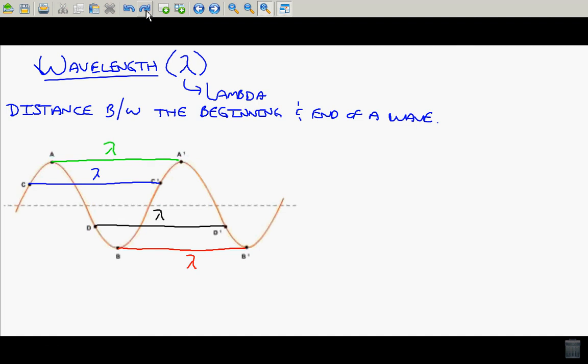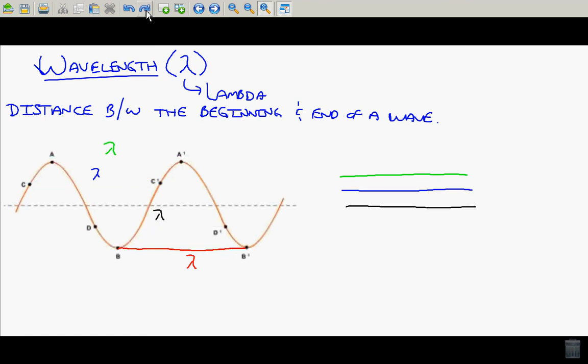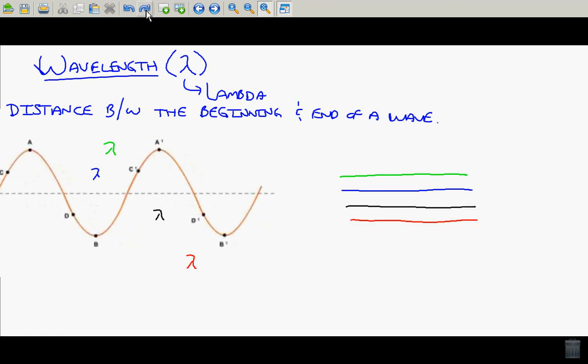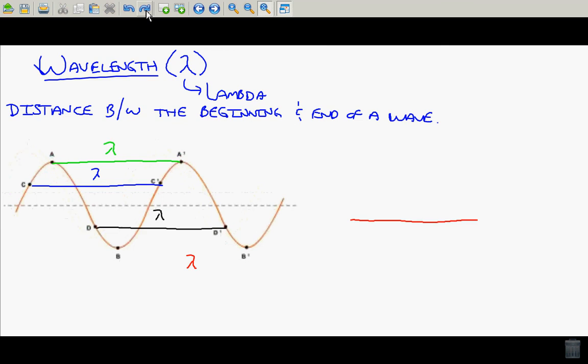And notice it doesn't matter if we look at A, C, D, or B. If we look at the lines that we've formed for each one of those, no matter what, they're going to line up to the same distance. So the distance isn't going to change depending on where you measure. It's just common practice to measure from the top of one to the top of another, or the bottom of one to the bottom of the other, and that's just because it's easier to see it that way. So these are basically what we would use to measure the wavelength of a wave, and in this case we're talking about sound waves.